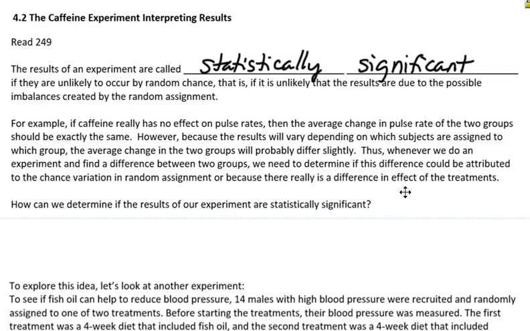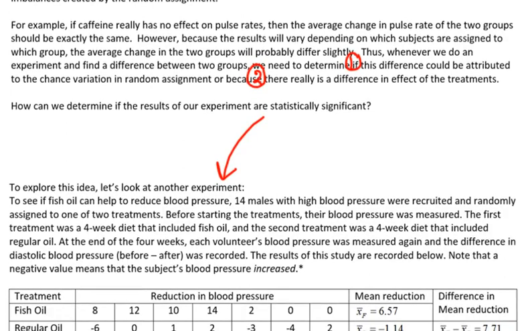Number one, this difference could be attributed to the chance variation in random assignment, or two, there really is a difference in the effect of the treatments. It's considered statistically significant if the difference cannot be attributed just to chance random variation, and it really shows a difference. So how do we know if the results of the experiment are statistically significant? To do that, we are going to look at another experiment and do a simulation.